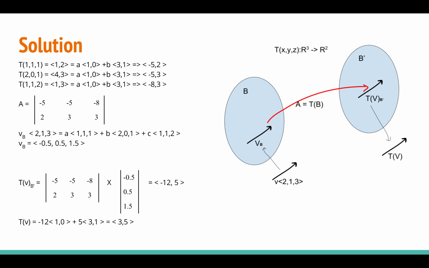In order to get T(V)B prime, we multiply the transformation matrix to the vector that we had in standard basis in terms of B, and we get the resultant vector negative 12, 5, and then if we convert this back into standard basis, that would simply just be 3, 5. In order to convert it back to standard basis, we just multiply each of the coordinates to their corresponding basis.